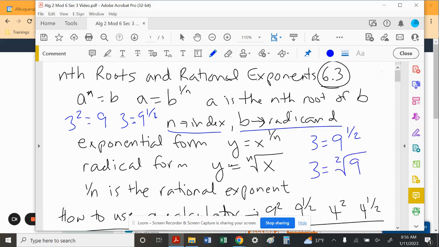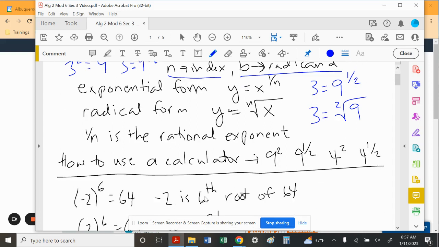Now notice I put a 2 there. Normally with a square root, we don't put a number specifically there, because 2 is implied if we're doing the square root. We have to put a number if it is not a square root. And then 1 over n is what is known as the rational exponent. Okay.